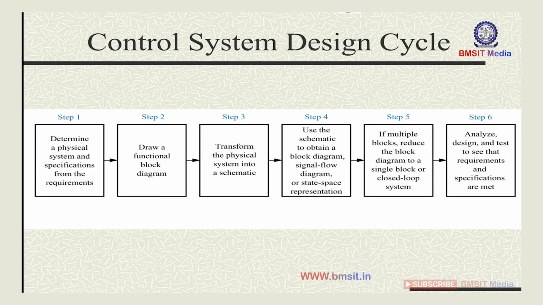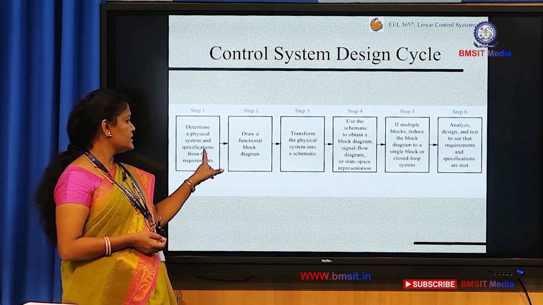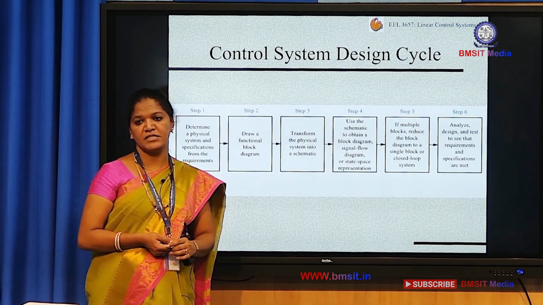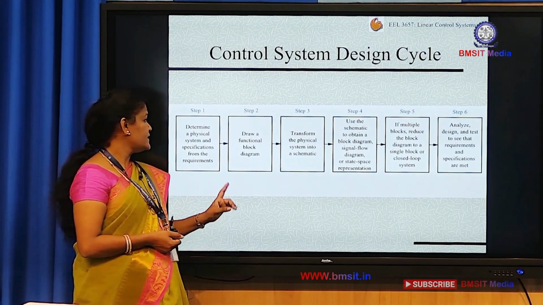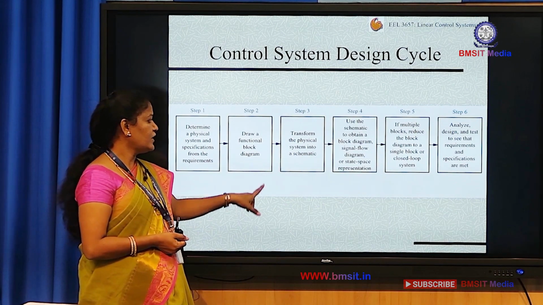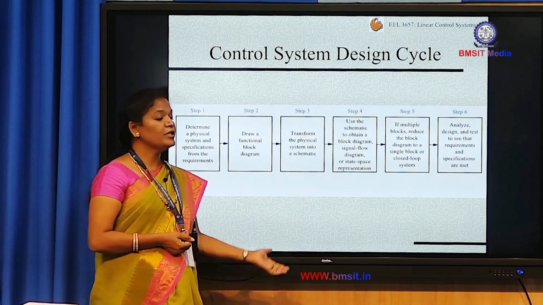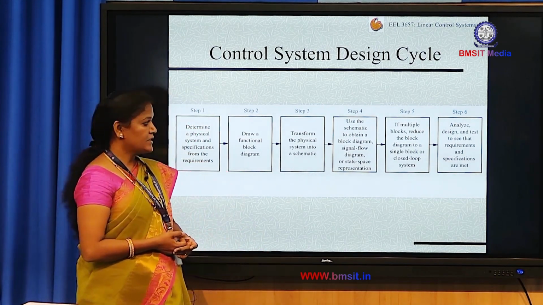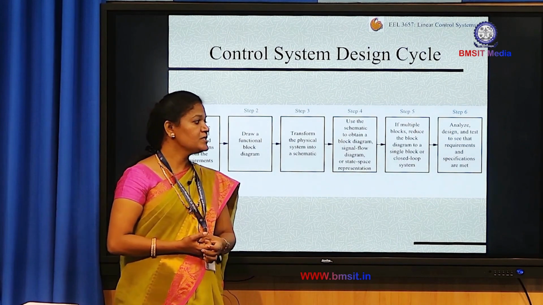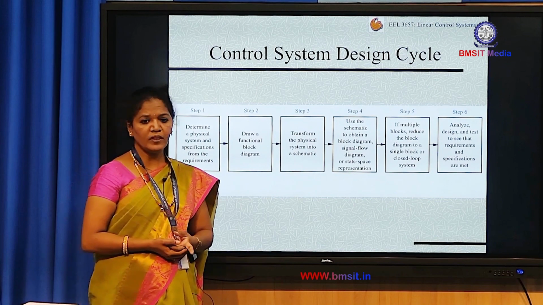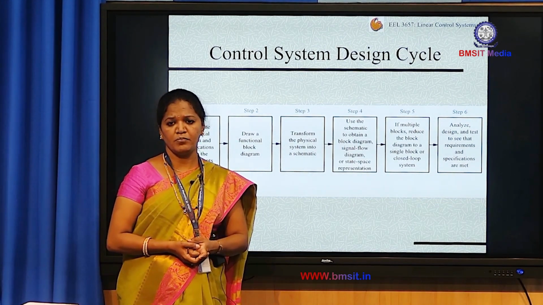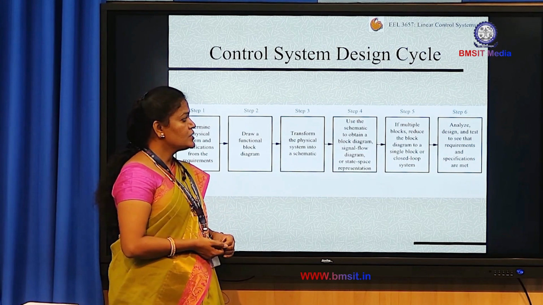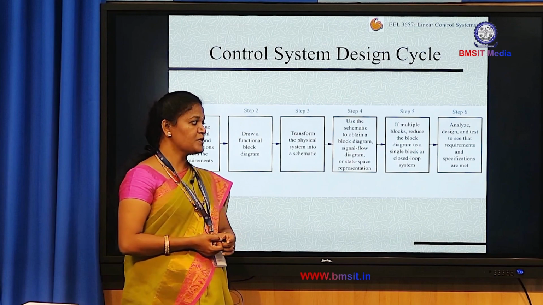So, in the control system design cycle, in step 1 we determine the physical system and specification from the requirement. Step 2, draw it. This is common for all control system design cycles. First we need to determine a physical system and specification from the requirement, then draw a functional block diagram, then transform the physical system into a schematic, then use the schematic to obtain a block diagram, signal flow diagram or state space representation. If multiple blocks are there, reduce the block diagram to a single block or closed loop system. So, the main intention of the closed loop control system is to reduce the complexity. So, we need to reduce the complexity of the design of the blocks. Then analyze, design and test to see that requirements and specifications are met.